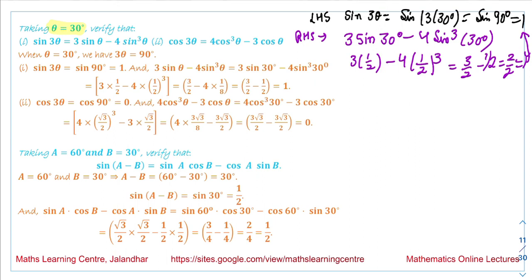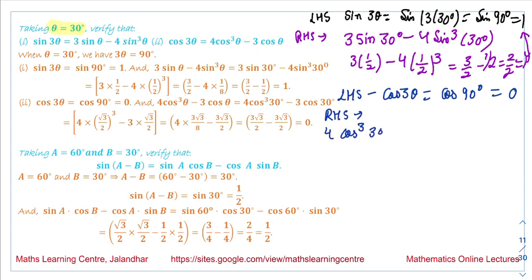Similarly, in this next part, the LHS is cos 3 theta, that is equal to cos 90 degree, and the value of cos 90 is 0. And RHS is 4 times cos cube 30 degree minus 3 cos 30 degree. Now the value of cos 30 degree is root 3 by 2, so it is 4 into root 3 by 2 cube, minus 3 into root 3 by 2.